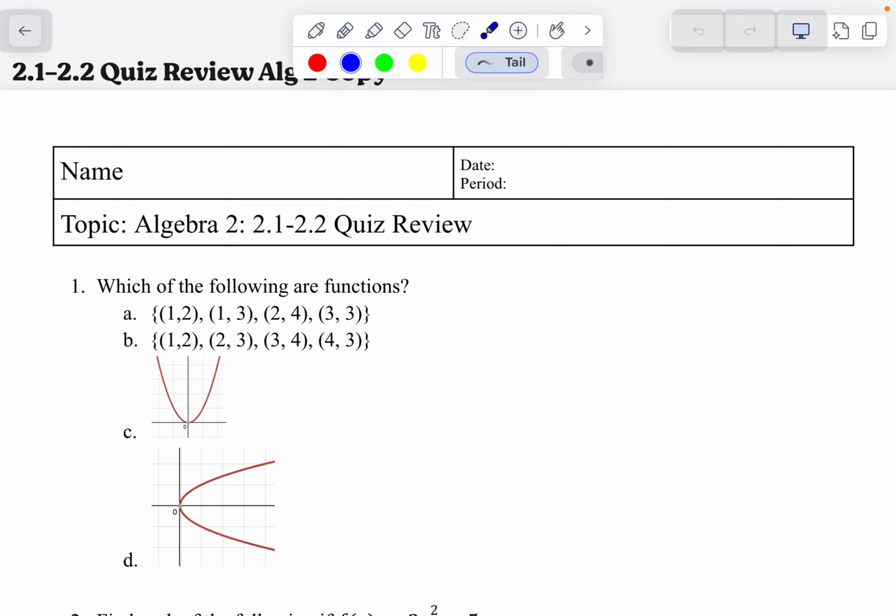Okay, so the quiz is going to look very much like what you see here. So after we do it together, the best way to study math is to do math. Do it again. Can you repeat the process? If you can't repeat the process, you're not ready.